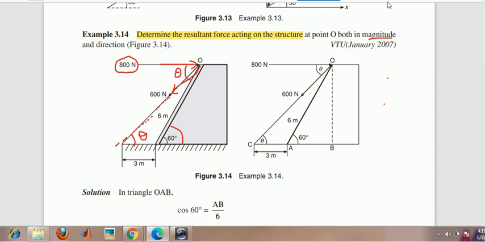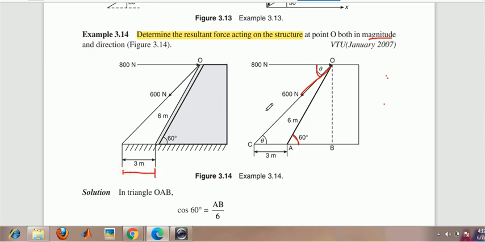Clear? Have you understood the problem? Yes? Yes, ma'am. Okay. So now you have to draw the schematic representation. So this is the 800 horizontal and the inclined force 600. So now your aim is to find out what the theta value is. By the figure we know that this angle is 60 degree. It is given and the distance is given. From here to here, the 3 meter is given here.